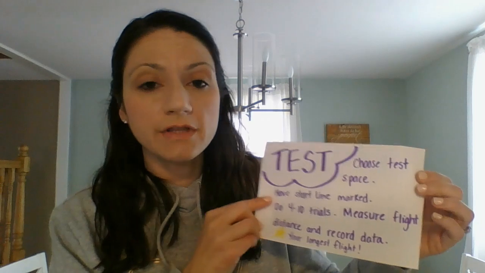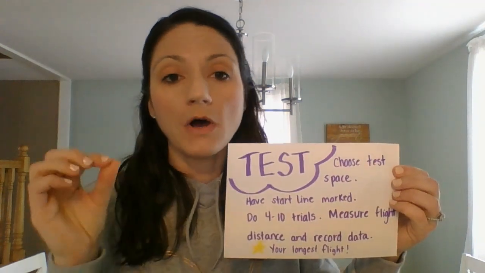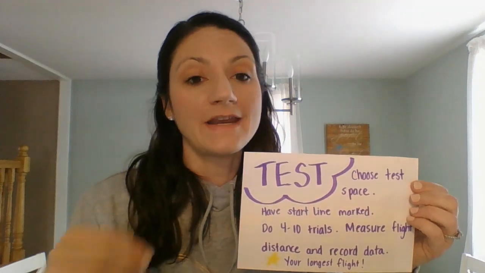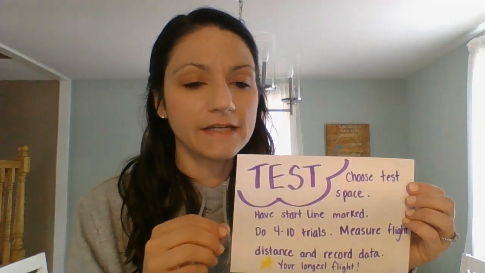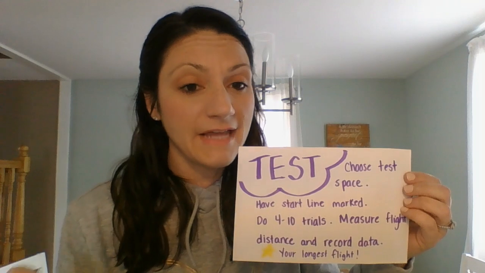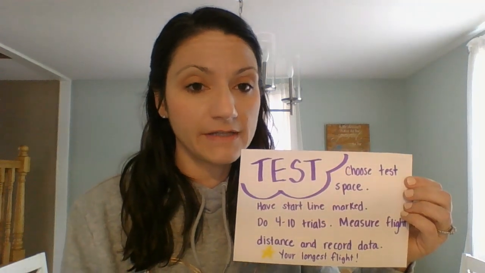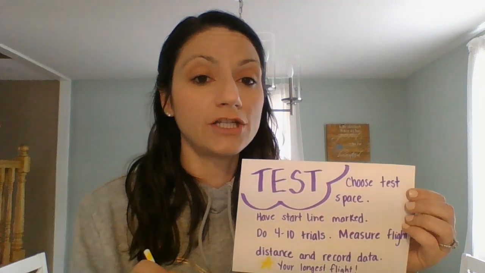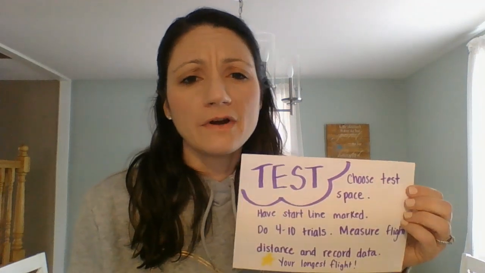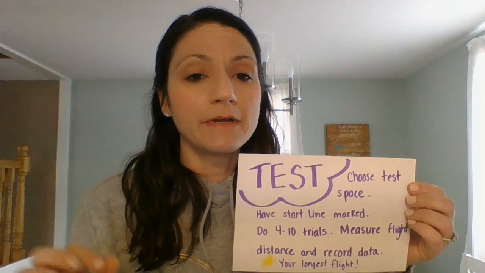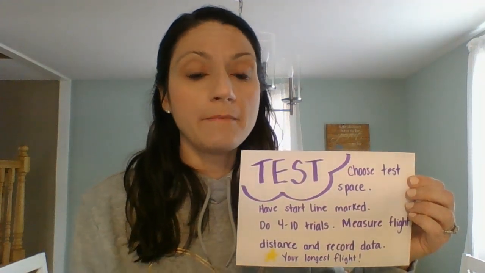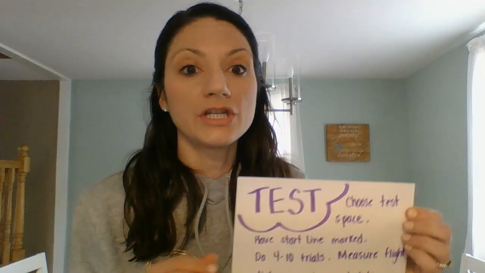And I'm going to make sure that I have a starting line marked so that I'm always starting my tests from the same spot so that I can get an accurate measure of distance. I'm going to do 4 to 10 trials of my first design. So I'm going to take my straw rocket and launch it anywhere between 4, 5, 10 times, and I'm going to measure each distance of the flight, and then I'm going to record my data and see which is my furthest flight.